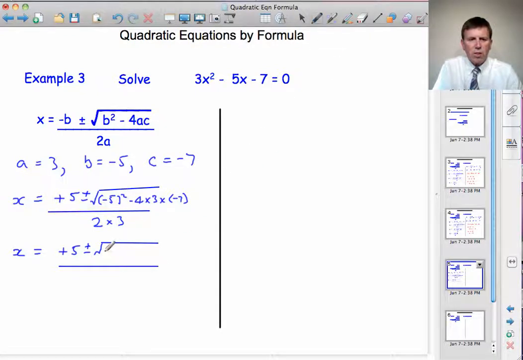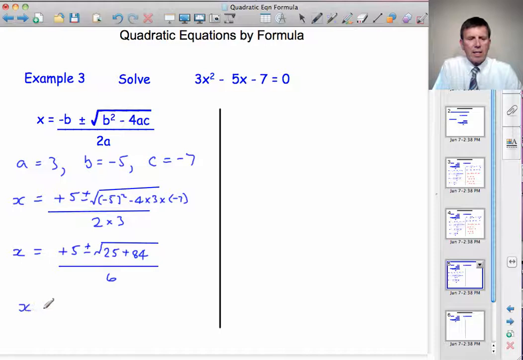minus 5 squared is 25. That term is always positive. A minus times a minus is a plus, or a plus times a plus is a plus. So the first term under the square root sign is always positive. This next one, I've got two negatives multiplied together again, so that's going to make this second term positive. 4 times 3 is 12, 12 times 7 is 84. And on the bottom, 2 times 3 is 6.